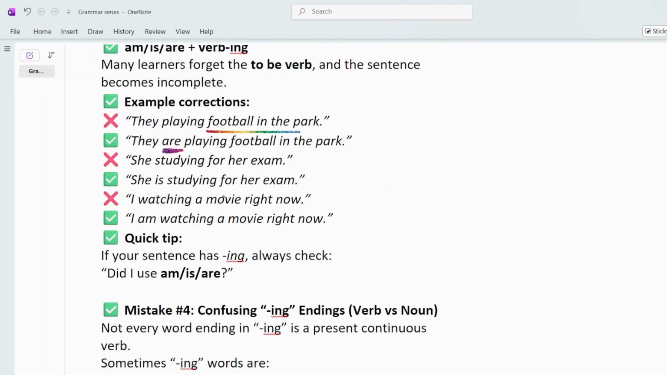The second is she studying for exam. No, she is studying for exam. I watching a movie right now. It's not I watching, it's I am watching a movie right now. As I told you again, a quick tip is if your sentence has the ing, always check: did I use I am, did I use is, or did I use are? This is what is important.